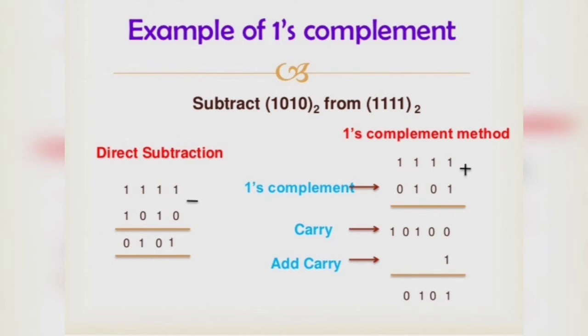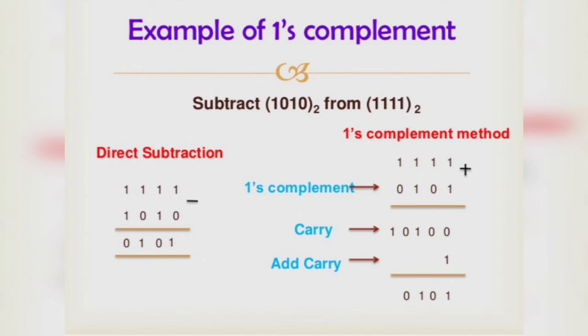Example of 1's complement. Friends, here we have to subtract 0101 from 1111. As we can see in the picture on the leftmost side, direct subtraction. 1111 minus 0101. It means 1 minus 0 is 1, 1 minus 1 is 0, 1 minus 0 is 1, 1 minus 1 is 0. It gives the answer 1010.